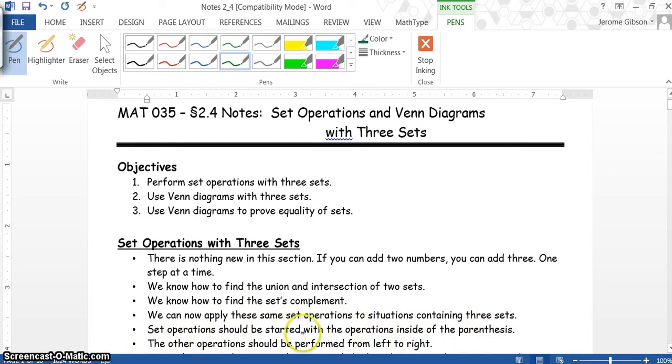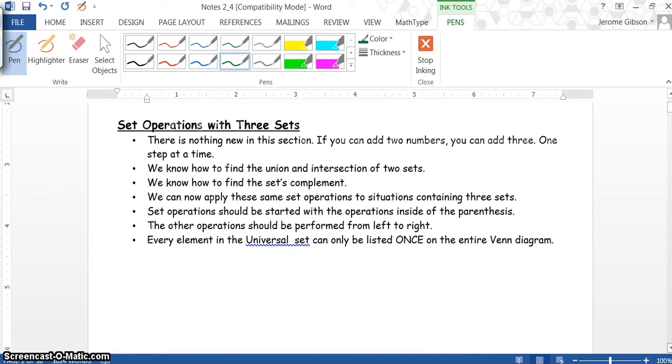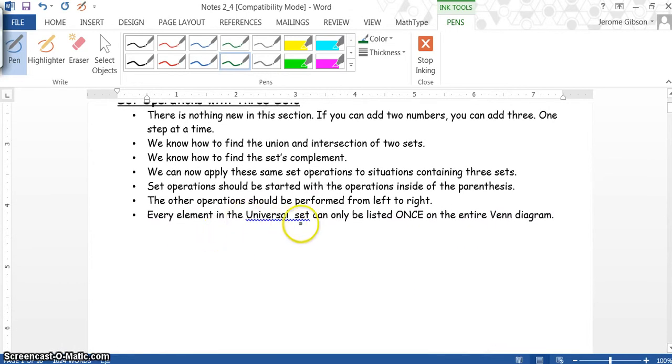Set operations should be started with the operations inside of the parentheses. The other operations should be performed from left to right. Every element in the universal set can only be listed once on the entire Venn diagram.